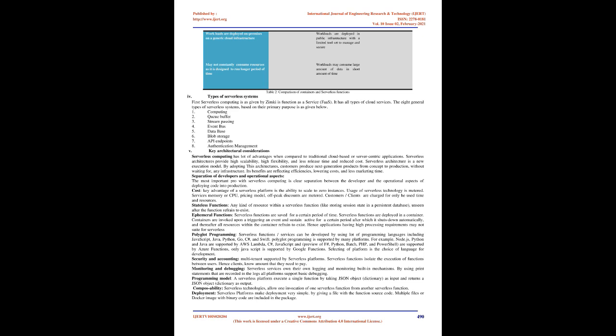First, serverless computing, as defined by CNCF, is function as a service, FaaS. It has all types of cloud services. The 8 general types of serverless systems, based on their primary purpose, are as given below. Computing. Queue buffer. Stream passing. Event bus. Database. Blob storage. API endpoints. Authentication management. Key architectural considerations.